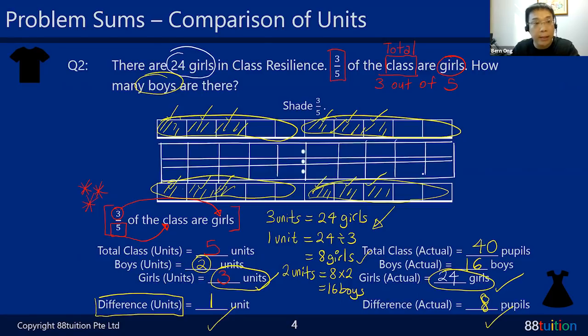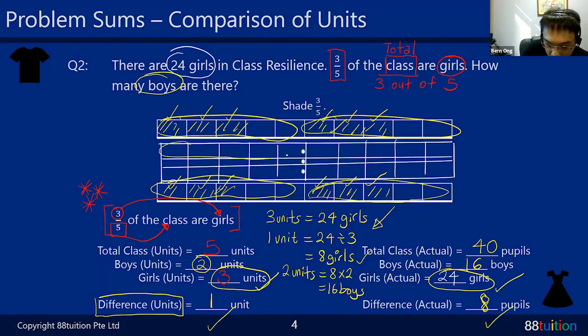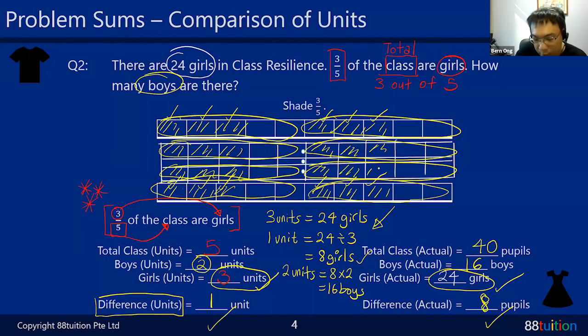Then again, you have to start to group them again. Out of 5, 3 are girls. Out of 5, 3 are girls. Out of 5, 3 are girls. Okay? This question, you don't have the total. That's the reason why I didn't draw the 40 pupils. Can you see now?